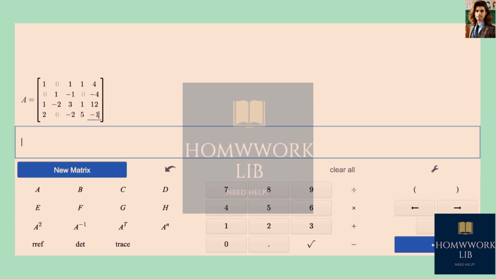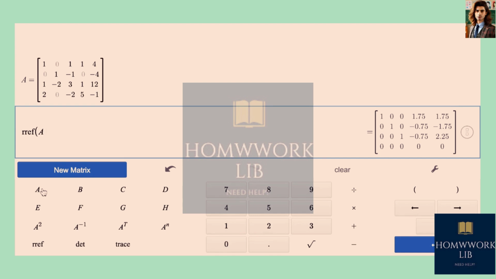Once this is stored in the calculator, then you can do reduced row echelon form of that matrix. And what this tells us is there are infinitely many solutions because we don't have a unique solution because we don't have the 4x4 identity on the left here.